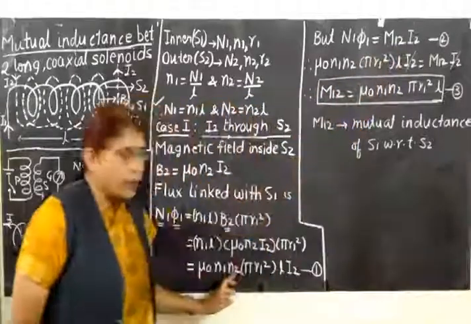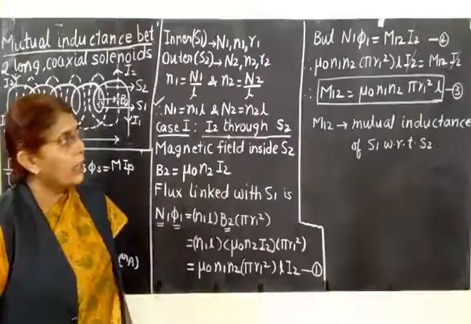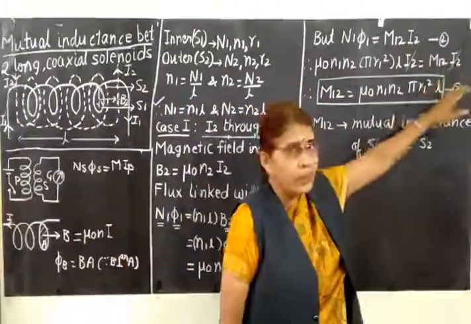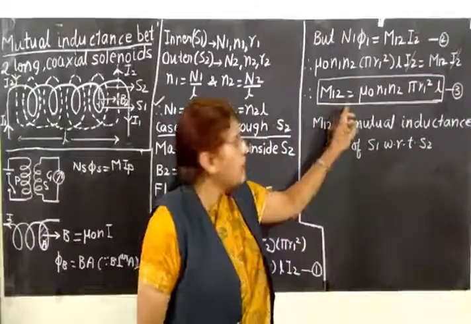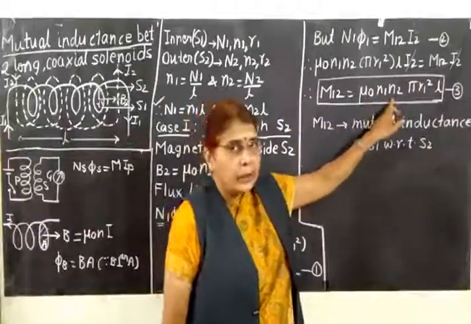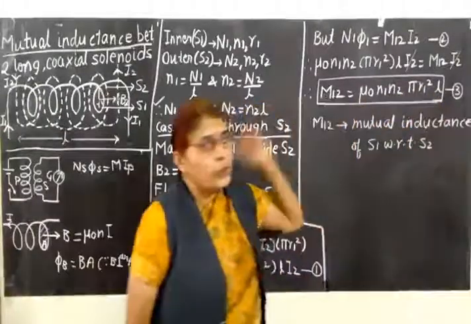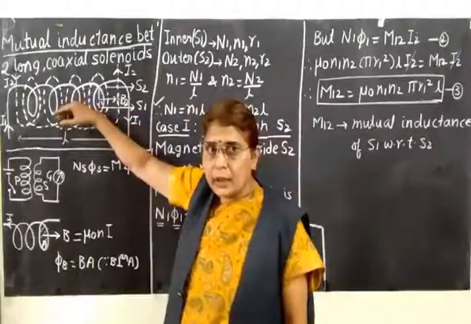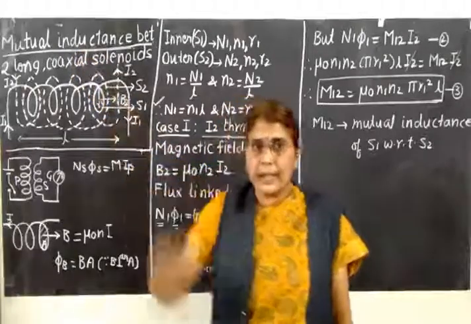So both are for N1 Phi1, so you can easily equate equations 1 and 2. If you equate equations 1 and 2, you will see that I2 is common on both sides. It gets cancelled. So you will have M12 as mu 0 n1 n2 pi R1 square into L. So this will give you the mutual inductance of which solenoid? Mutual inductance of the inner solenoid with respect to the outer solenoid. So this is your case 1.